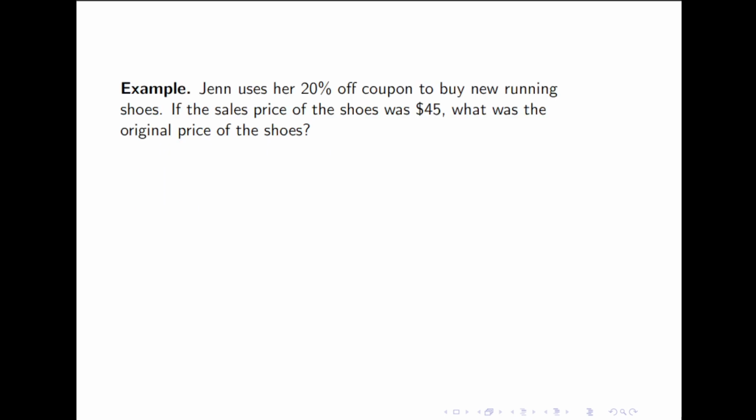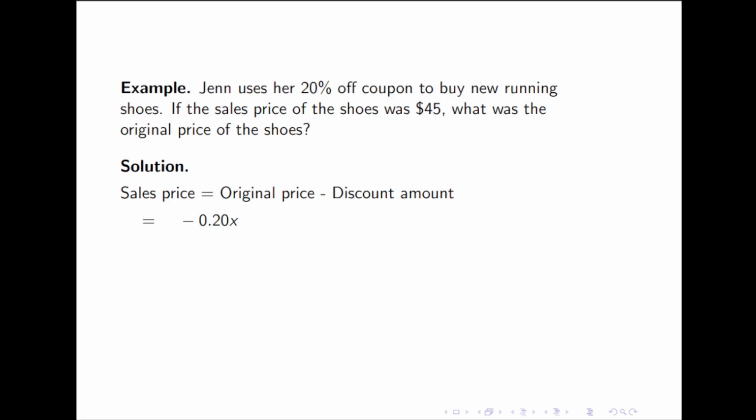Jen uses her 20% off coupon to buy new running shoes. If the sales price of the shoes was $45, what was the original price of the shoes? We can use the formula that sales price is equal to original price minus discount amount. Let's fill in the most challenging spot first, which is the discount amount located after the minus sign.